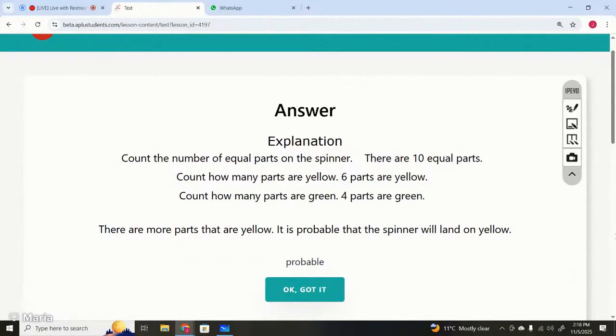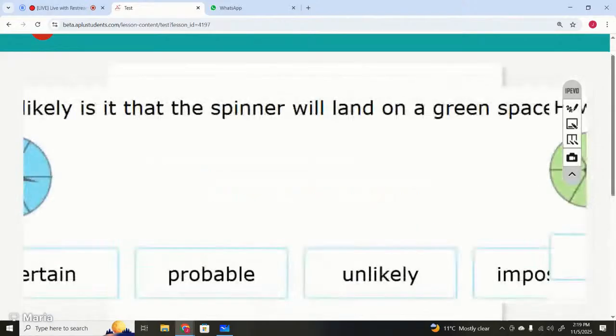Count the number of equal parts on the spinner. There are 10 equal parts, right? Count how many parts are yellow. 6 parts are yellow and 4 parts are green. So there are more parts that are yellow, so it is probable the spinner will land on yellow because we have more chances to land on yellow. Whenever you spin, probably it will land on yellow, right? The correct option is probable.